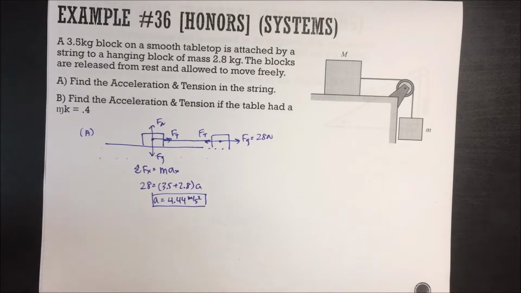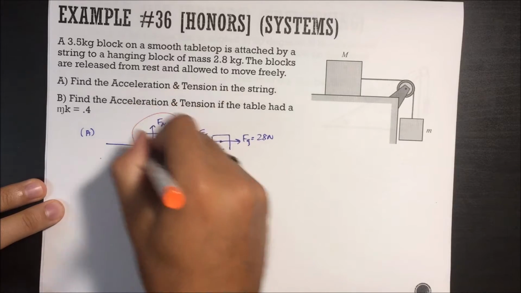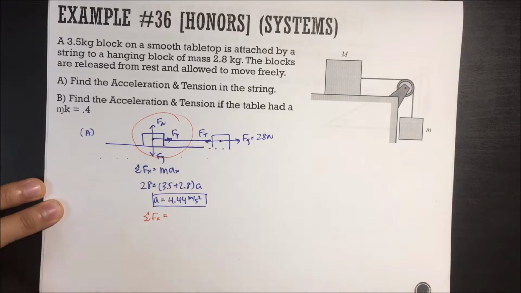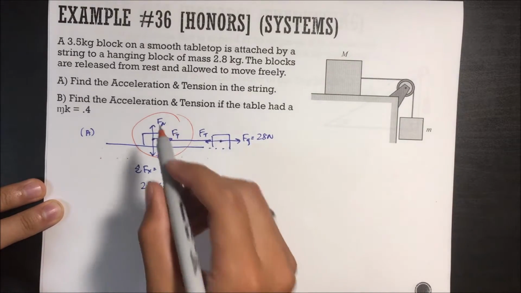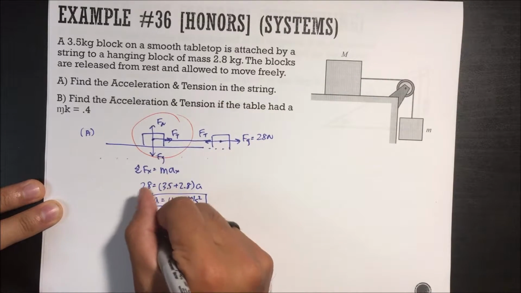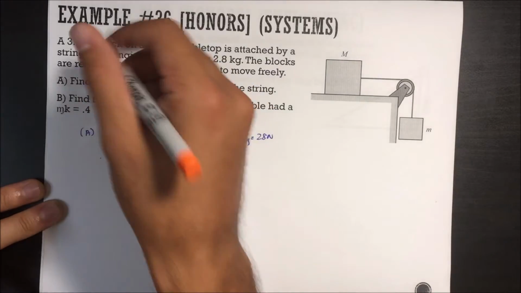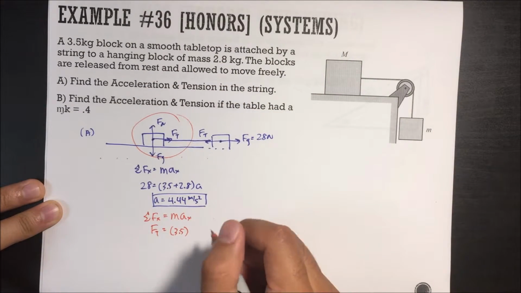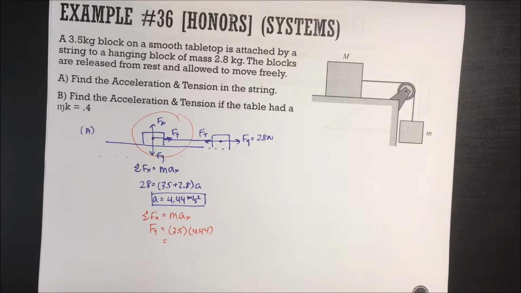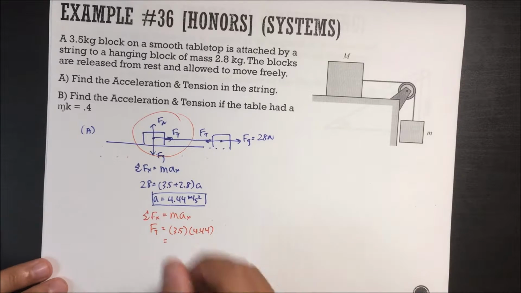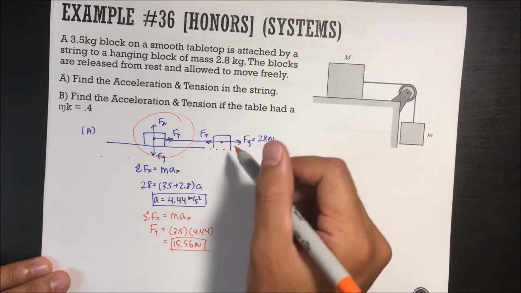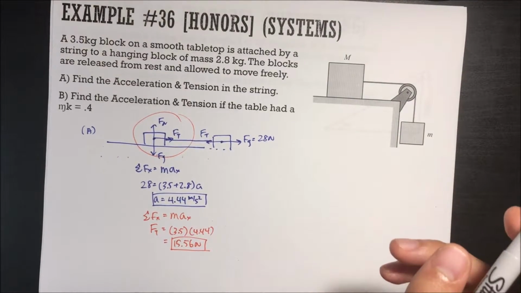Next part, now the force of tension. All we're going to look at is one of these, so I'm just going to look at this one. Sum of all forces in the x. Remember, for tension, we're just going to be looking at one component, not both of them. So the only force in the x direction is force of tension. The mass of this one is 3.5 times the acceleration, which is 4.44, and we get 15.56 newtons. Again, I could have just isolated the other one and found that one, but I decided not to.